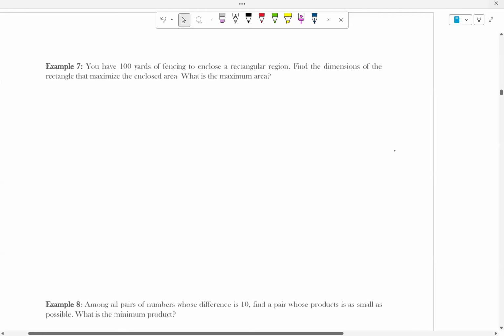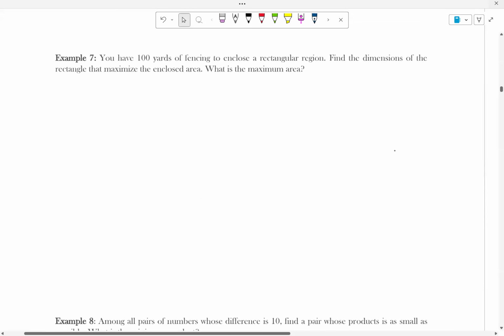But the point of this class is to use algebra, and often just to verify that our intuition is correct. So like this one, you have 100 yards of fencing to enclose a rectangular region. Find the dimensions of the rectangle that maximize the enclosed area. What is the maximum area? Okay, so we're looking for dimensions and we're looking for the maximum area. I imagine you already know the dimensions. But let's verify. You may want to jot it down on the side and see if it's right.